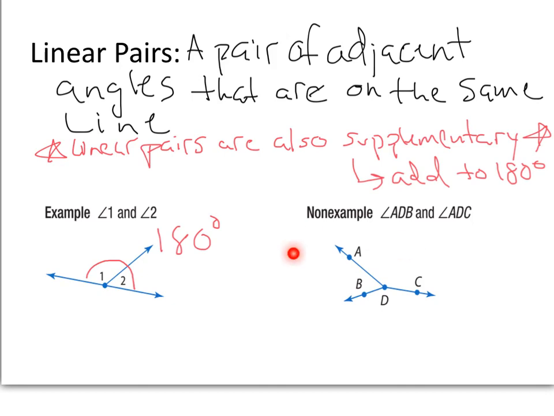Below to the right, we have a non-example. As you can see, angle BDA and angle ADC are angles that are next to or adjacent, but they are not lying on the same line. Therefore, this is a prime example of non-linear pairs.